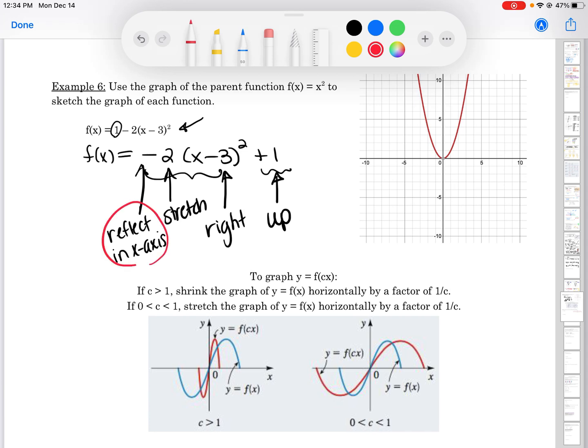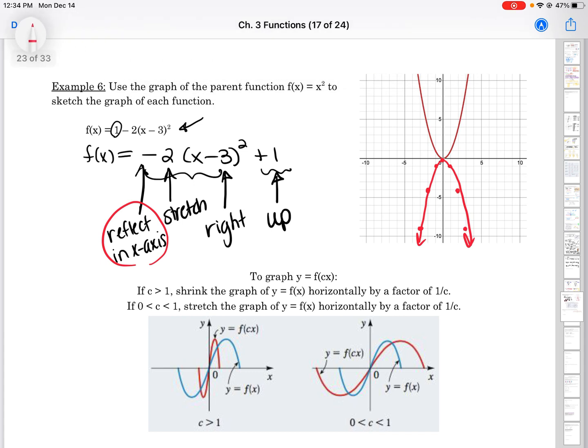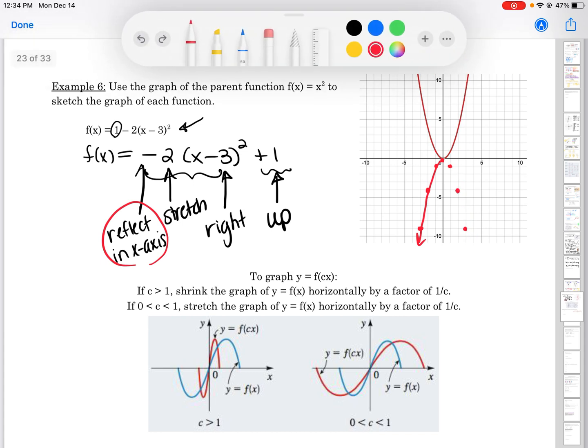In order to reflect, every point just moves upside down. So that 1 becomes a negative 1. 2 squared is 4, so I'm down here. And 3 squared is 9, so I'm down here. All right, so all this red one is just the reflection. This is just negative x squared.